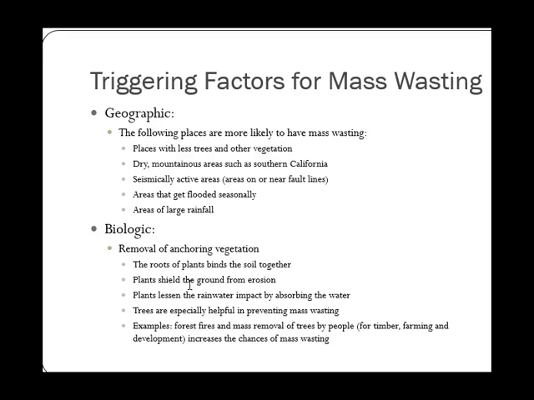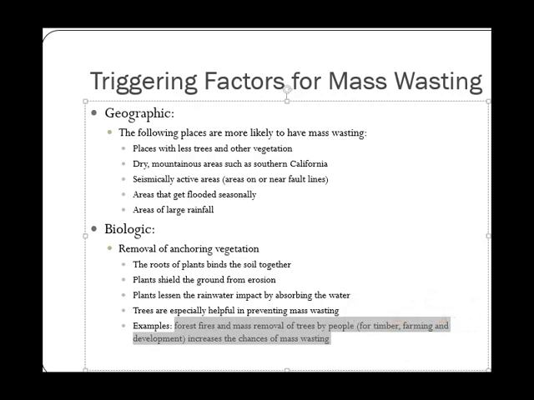Plants shield the ground from erosion. They lessen the rainwater because the plants absorb the water, and so therefore there's less water to make the ground slick, less water to make the soil heavy and slick because the plants are absorbing it. And so these are especially helpful in preventing mass wasting. And forest fires and mass removal of trees increase mass wasting.